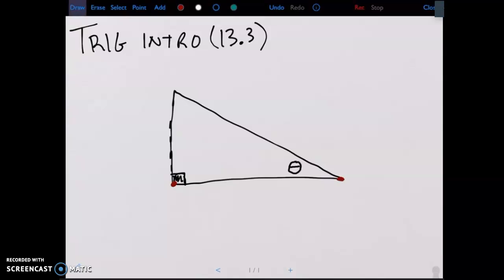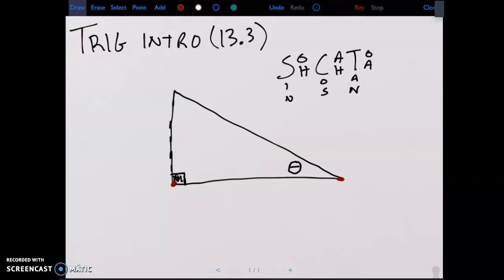So we have an acronym to learn. And I know you know it, right? We're just making sure everybody's on the same page. Again, sine stands for opposite over hypotenuse. Cosine stands for adjacent over hypotenuse. And tangent stands for opposite over adjacent. So let's go with theta here.